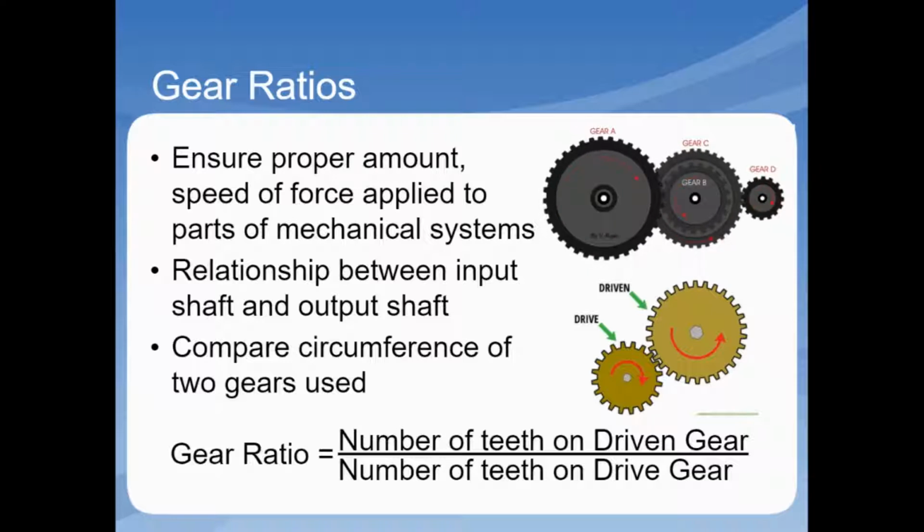In a gear set, the speed at which a gear rotates is inversely proportional to the number of teeth on the gear. That is, the gear with more teeth turns more slowly than the gear with fewer teeth. Thus, the gear ratio can also be expressed as the ratio of the number of teeth on the driven gear, the output shaft, to the number of teeth on the drive gear, or the input shaft.